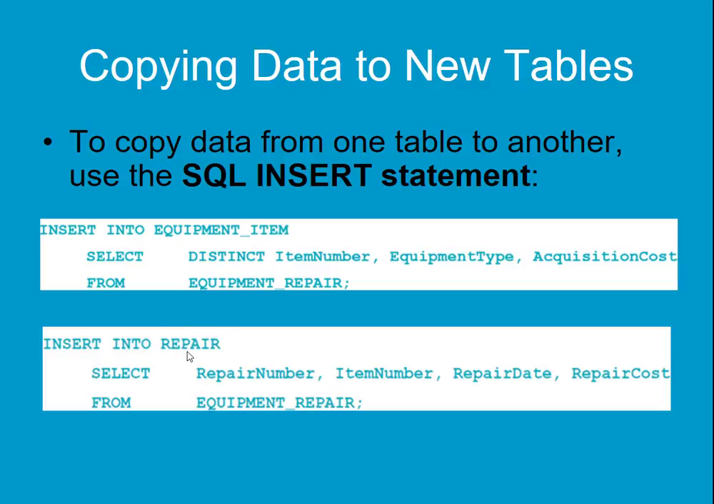And we can do the same thing for repair to only get the information from repair. Then we can remove that original table, the equipment repair table, because it's not needed anymore. We've normalized the data. We don't want redundant data, so we completely remove that equipment repair entity from our database.